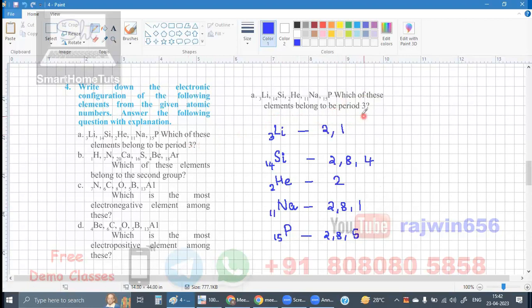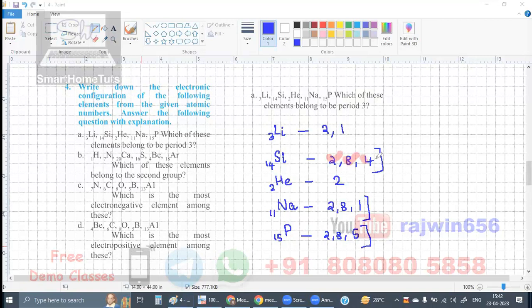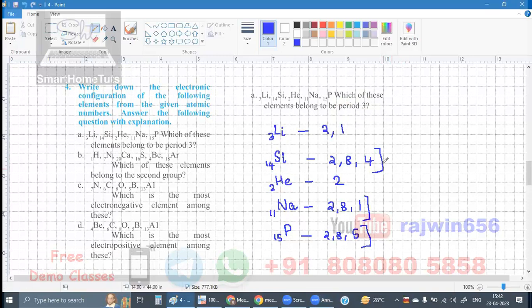For period 3, you should look at how many orbits are there. 3 orbits should be there. Sodium and phosphorus, because you should always look that there are 1, 2, and 3 orbits. If 3 orbits are there, then these elements belong to period 3. So I have marked these elements. These 3 elements will belong to the third period. We'll move on to the next question.